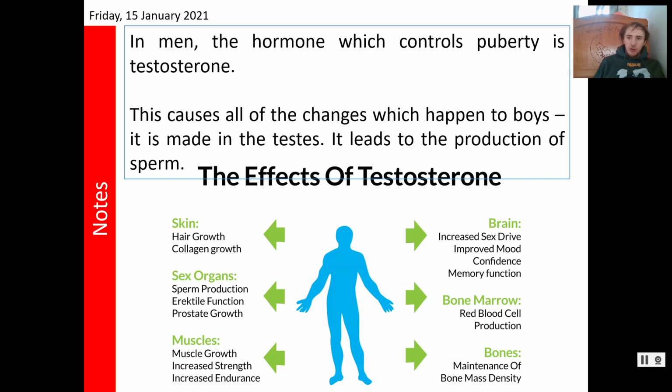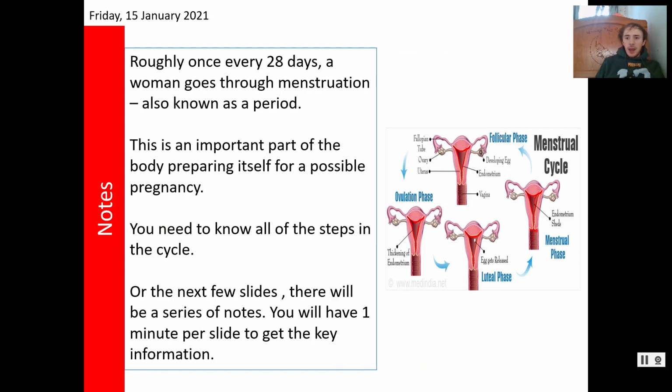We're going to move on to the menstrual cycle, which needs a lot more careful learning, because it's a lot more difficult. So let's spend some time on that. Now, hopefully everyone remembers from Year 7 what the menstrual cycle is.